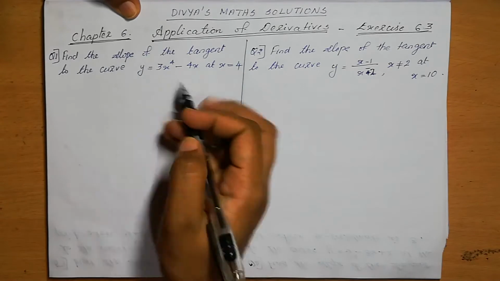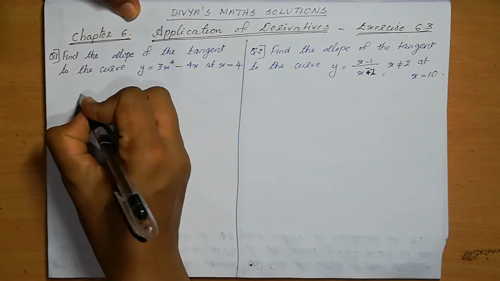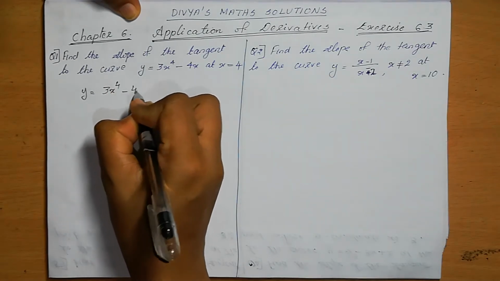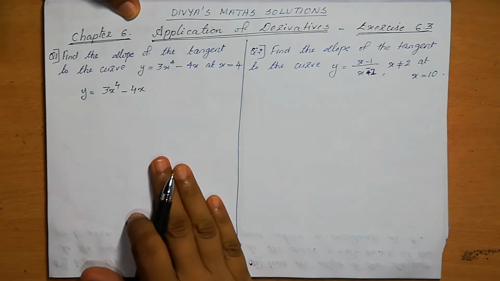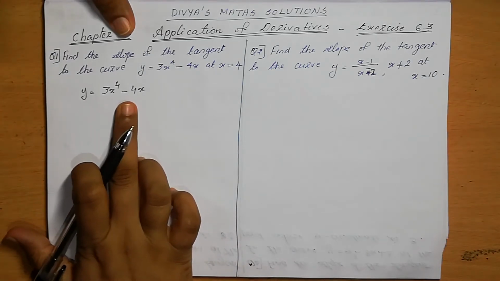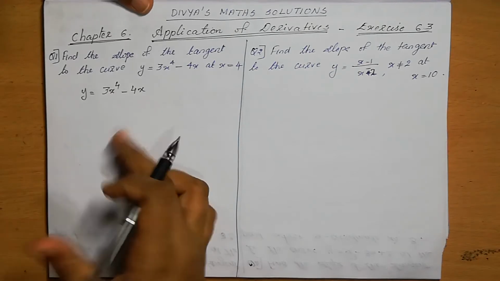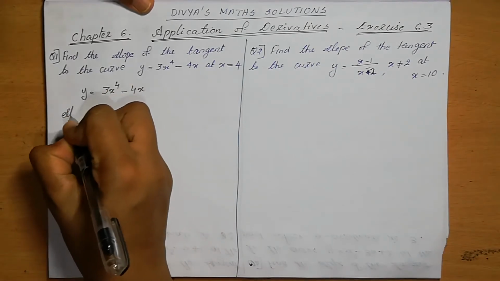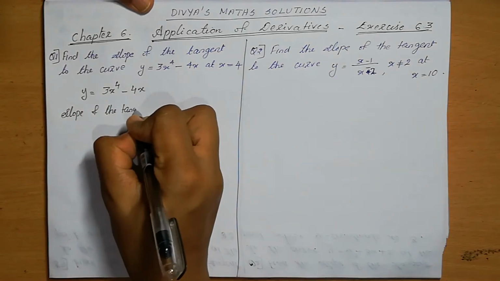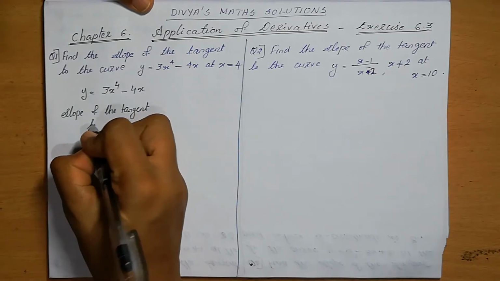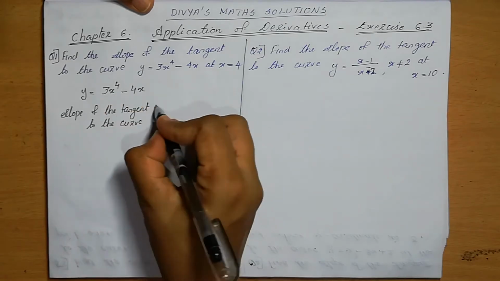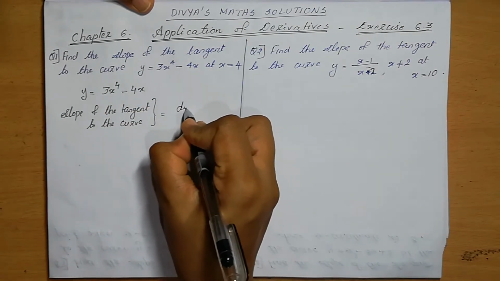So, here y equal to 3x power 4 minus 4x. So now we are going to find the slope of the tangent to the curve. This one, y equal to 3x power 4 minus 4x, is dy by dx. That means slope of the tangent. Slope of the tangent to the curve y equal to 3x power 4 minus 4x equal to dy by dx.